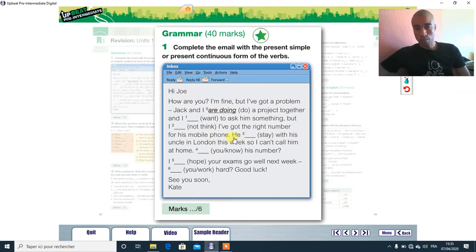And I think you know how to do this. You take just the verb between brackets and you conjugate it in the present simple or present continuous. We have here not, think, stay, and next we have you know. Remember that it's a question, right? And hope, then you work, and it's a question again. Don't be mistaken by this form of questions, right?